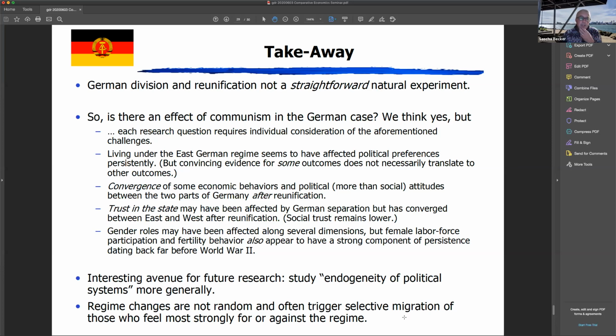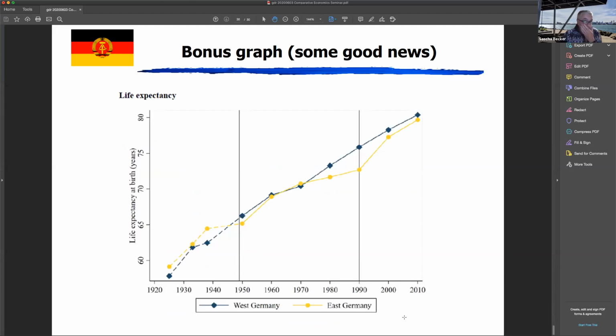And the final thing to close is a bonus graph, some good news. Also, life expectancy had fallen behind in the East and was roughly 2 years below in the East compared to the West, but that gap has closed. So let me close on that positive note.